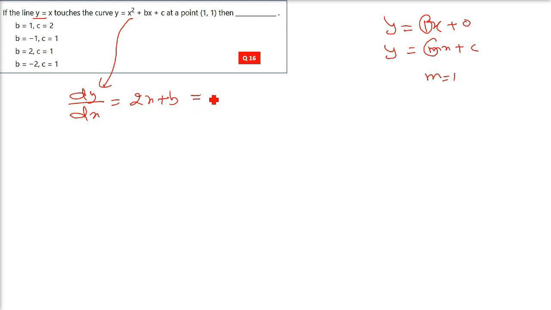m is equal to 1. And at what point? x equals 1, y equals 1. So x equal to 1, you can keep it. 2 into 1 plus b equals 1. b is equal to negative 2. So b is already with us.